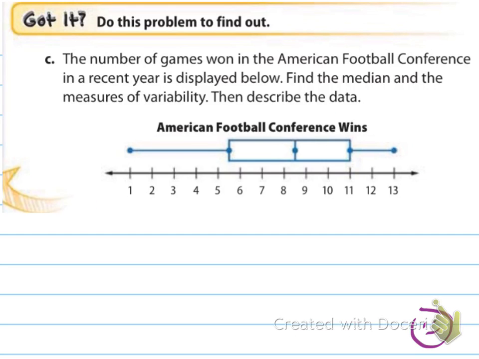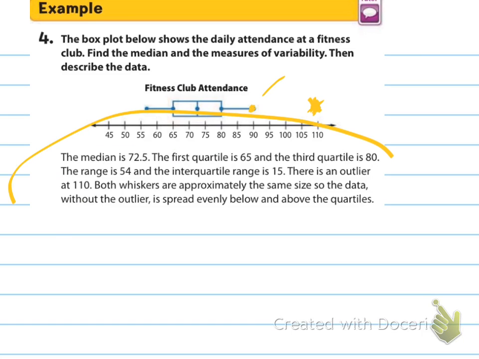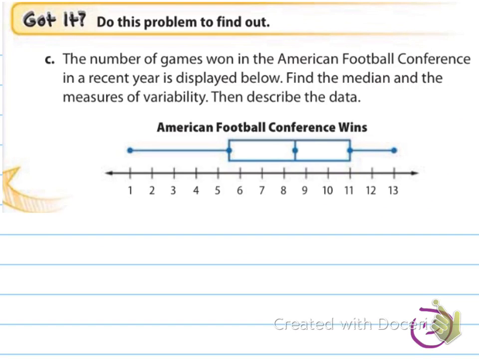Now you're going to do C on your own. The number of games won in the American Football Conference in a recent year is displayed below. You find the median and the measures of variability, then describe the data. So go ahead and use this, and luckily it's going to be more straightforward for you to figure out what the numbers are since they're not so spread out. Go ahead and write something very similar to what they gave us right here. You can use that as a guide if you'd like. And pause the video now.